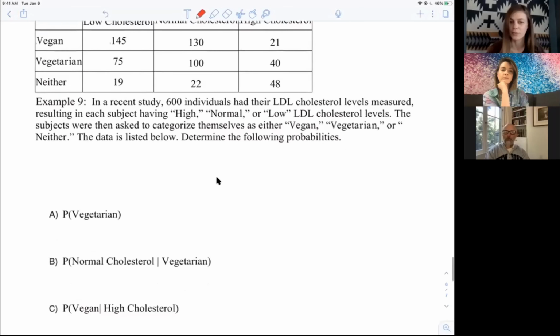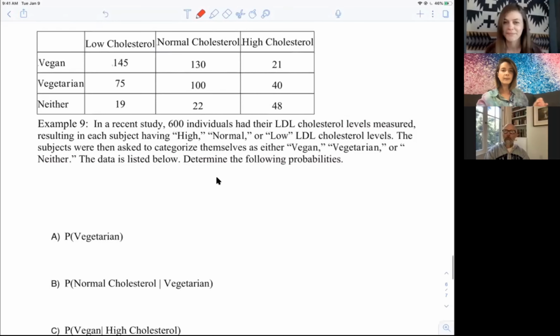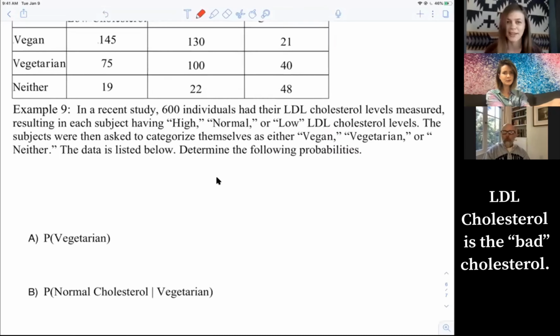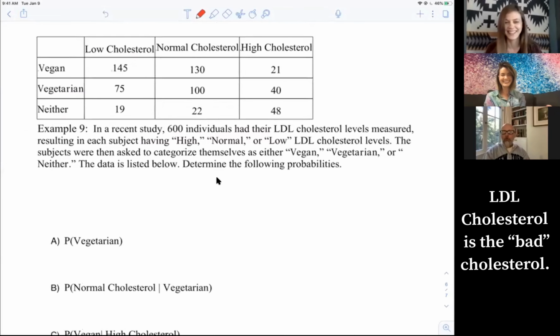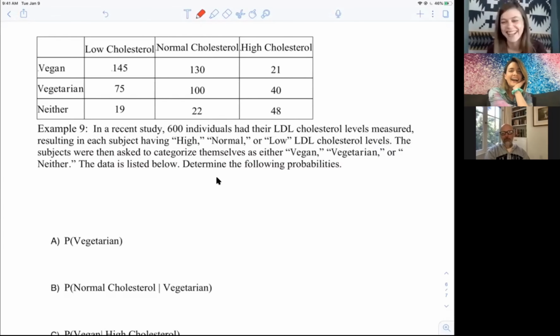Determine the following probabilities. Hey, is LDL cholesterol the bad one, I'm assuming? I mean, it stands for low density lipid as opposed to high density lipid. Wow, Moby. I didn't know that. Ooh, fancy. At least I think that's what it stands for. And I think it's counterintuitive where you'd think the low density lipid would be the good one, but I don't remember.